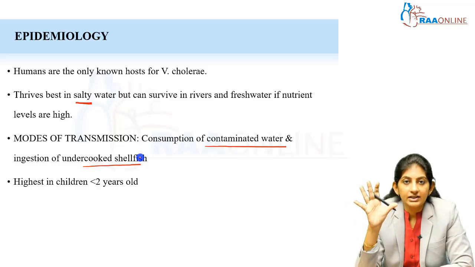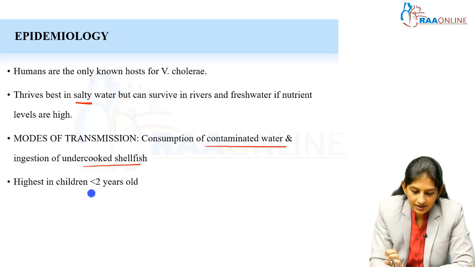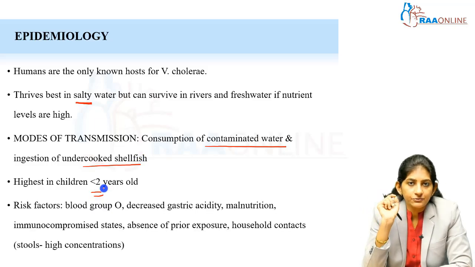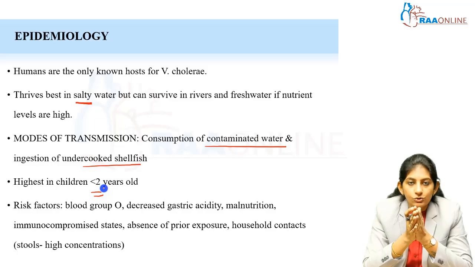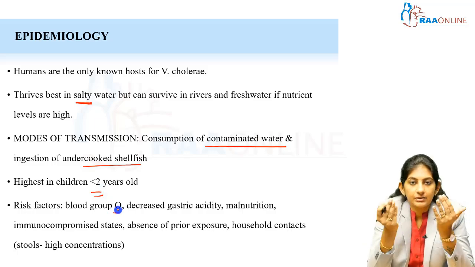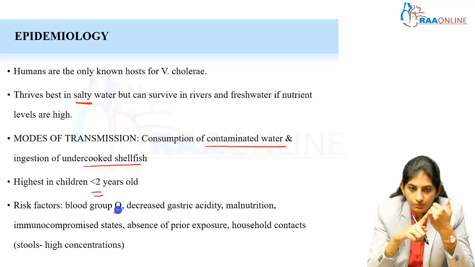Now, Vibrio cholerae mostly causes disease in children less than 2 years old. Risk factors for cholera include blood group O. We don't know the exact mechanism.